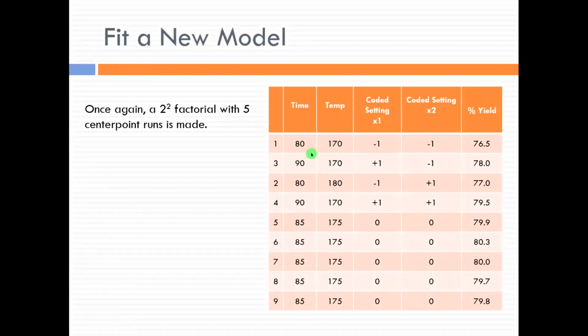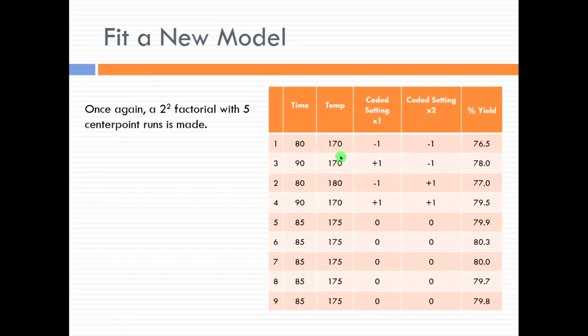So kumbaga magiging 2 to the k experiment mo will look something like this. 80, this is now your low setting for time. High setting for time is 90. Low setting for temperature is 170. High setting for temperature is 180. This is actually 180, no? Now, center point runs natin is 85 and 175. And you do the experiment again. And next meeting, i-discuss natin to, no? Kung paano natin siya i-solve.